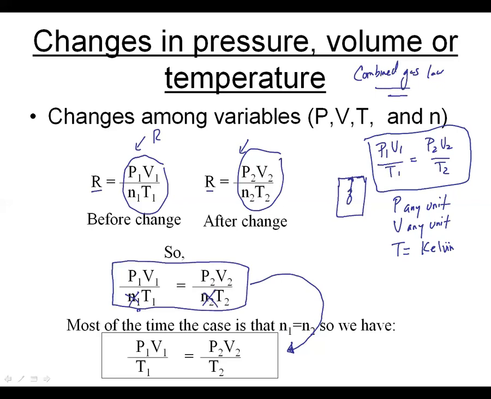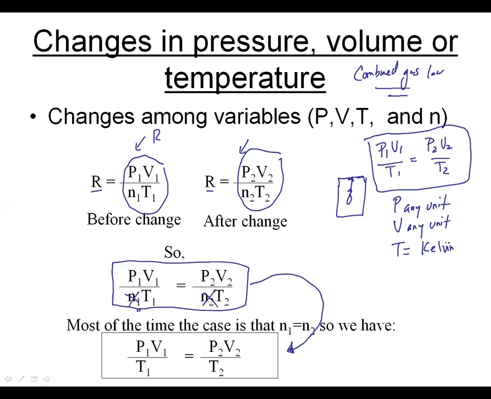And this basically allows us to see what happens if we change two variables as well. So if we change the pressure and the temperature, for example, we can see how the volume changes. If we change the pressure and the volume, we can see how the temperature changes. So this is the combined gas law.